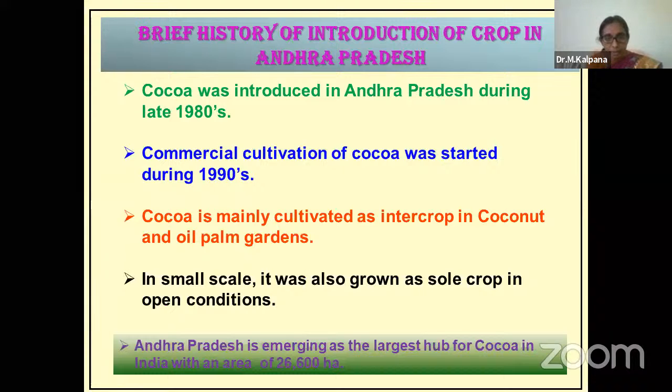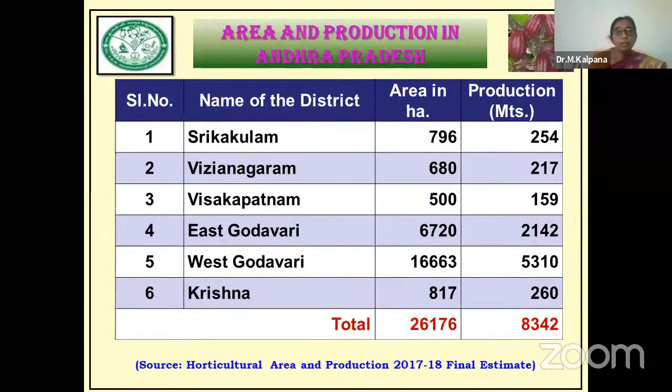Because of its area expansion and getting more income when compared to the main crop, this crop is gaining importance in Andhra Pradesh. That's why Andhra Pradesh is emerging as the largest hub for cocoa in India, with an area of 26,600 hectares. Coming to the area and production in Andhra Pradesh, the major area and production is concentrated in the West Godavari and East Godavari districts. These are the statistics for the year 2017-18.